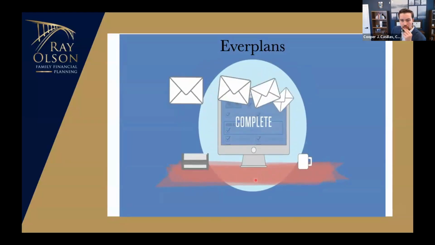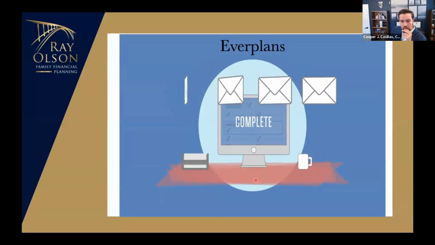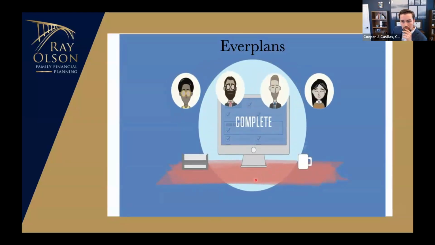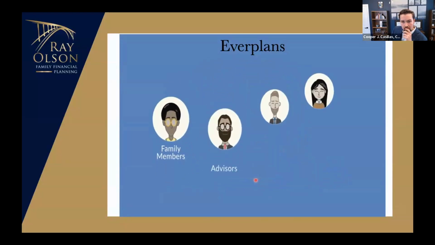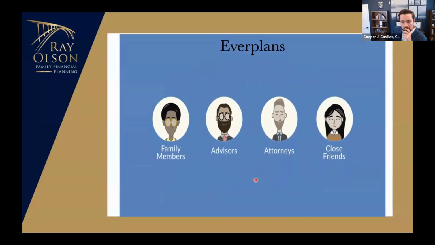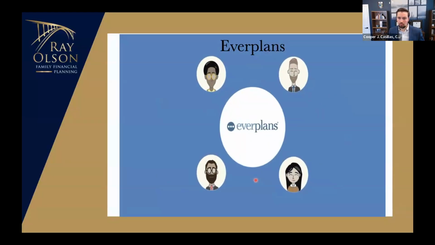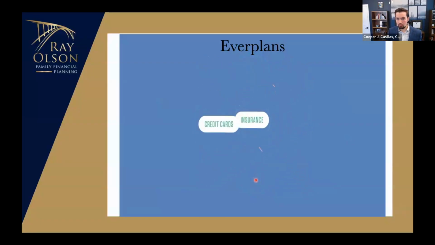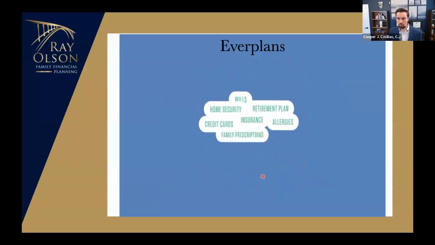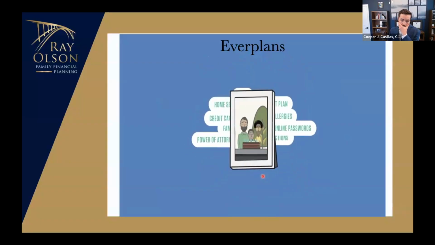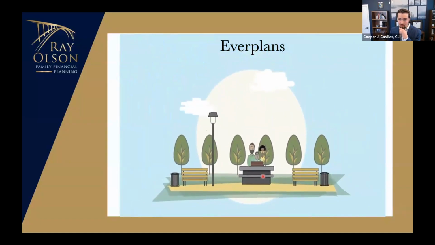Since sharing is a major part of the platform, you'll have the opportunity to choose Everplans deputies. These are trusted family members, advisors, attorneys, or close friends that only you can give permission to access your plan. If anything were to happen to you, your Everplan is in place, ensuring everything is easily accessible for your family when they need it most. Our goal is to provide peace of mind throughout all aspects of your life, for you and your family. Get started now.